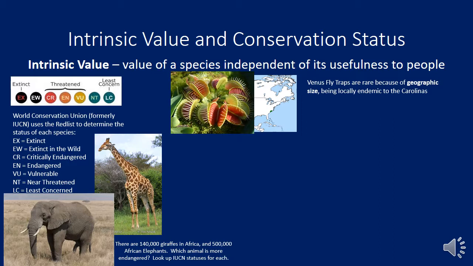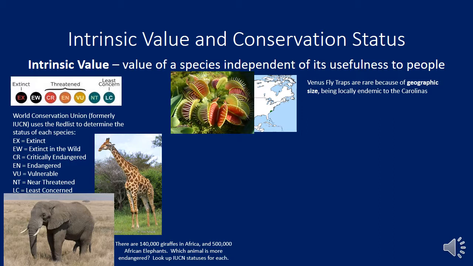Okay, if we look at the Venus flytrap, these cool carnivorous plants, they're endemic to a region in the Carolinas, North and South Carolina on the coast there. They live in swamps. And they're really rare because they're geographically limited. They only occur in a small region in North and South Carolina, and within that region they only occur in these swampy areas, so they're pretty rare.